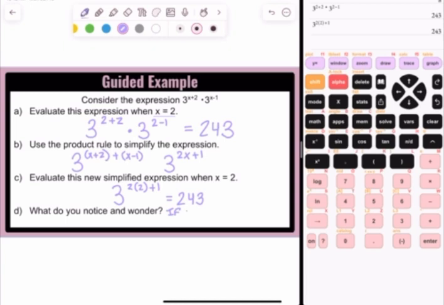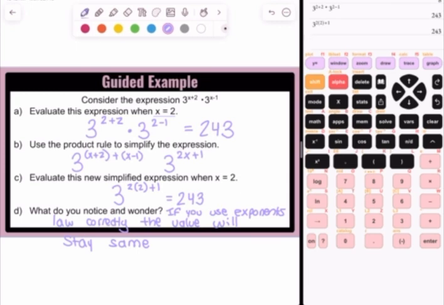If you use exponent laws correctly, the value will stay the same. Right now, I figured out that this is true for the product rule. So right now, I'm just wondering, is this true for all the exponent laws? Let's look at this next example.